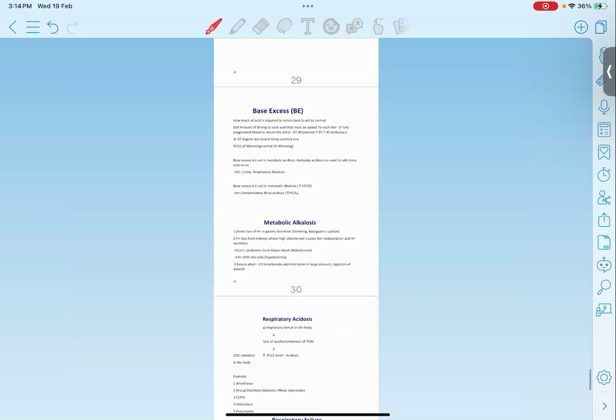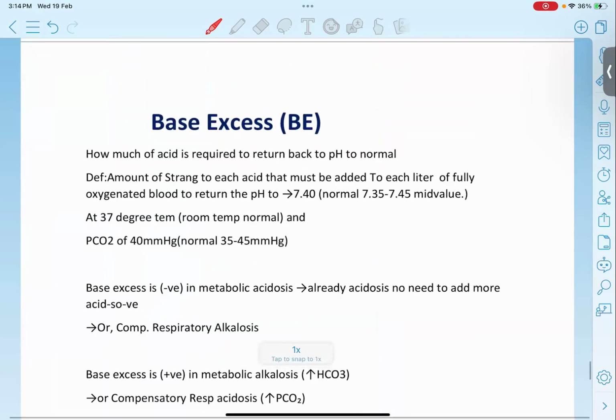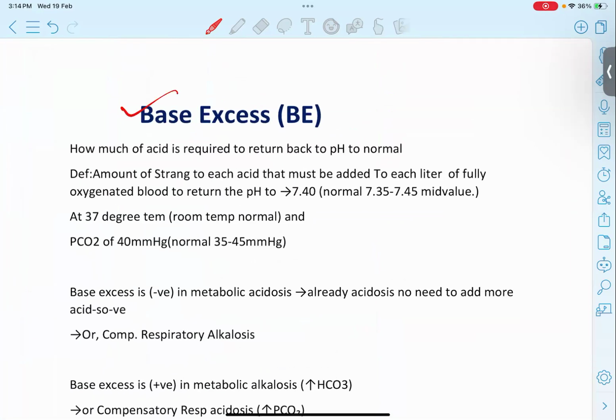Okay, we have only 3 slides remaining. So next topic is base excess. So what is base excess? Base excess is same thing as the name suggests. That means we have some extra base. That means how much acid is required to return the pH to the normal. Due to some condition, there is some extra base, extra alkali. So to make the pH return to normal, how much acid we need to add is the base excess.